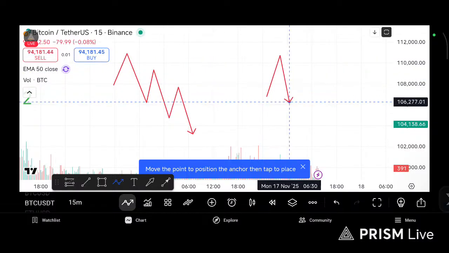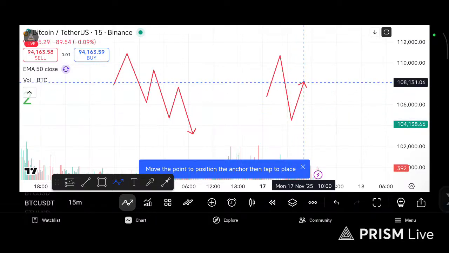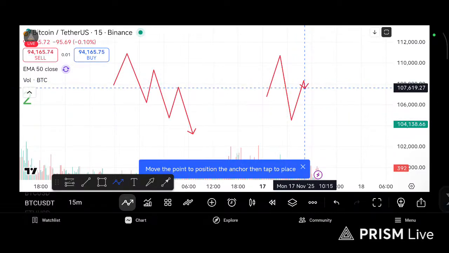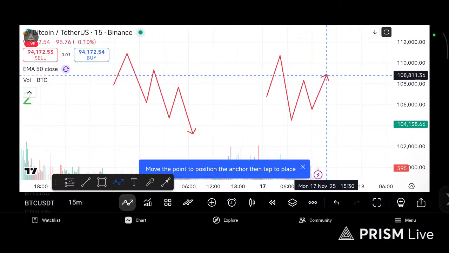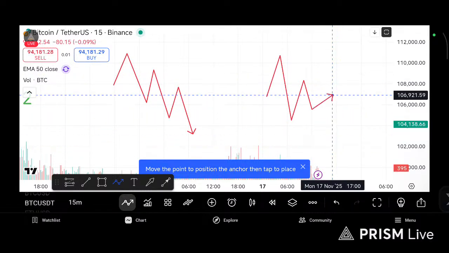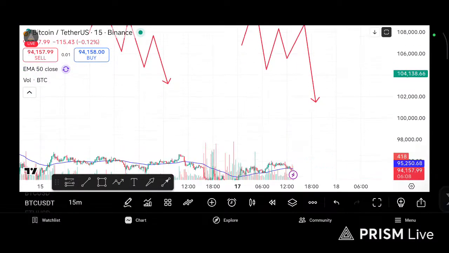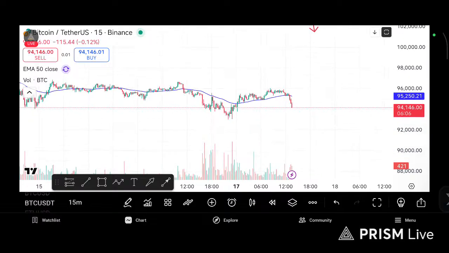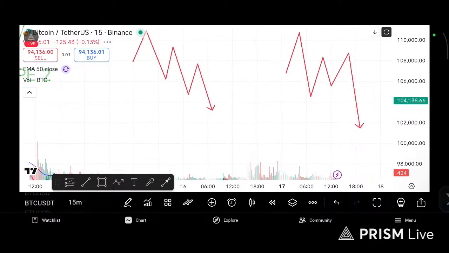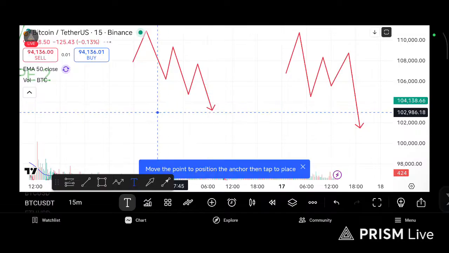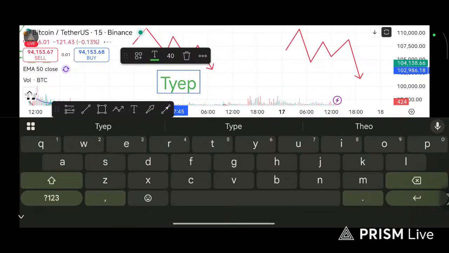The type 2 breaks this one. It comes up here again, and instead of breaking this one, it goes up there. So this is it. This is type 1.